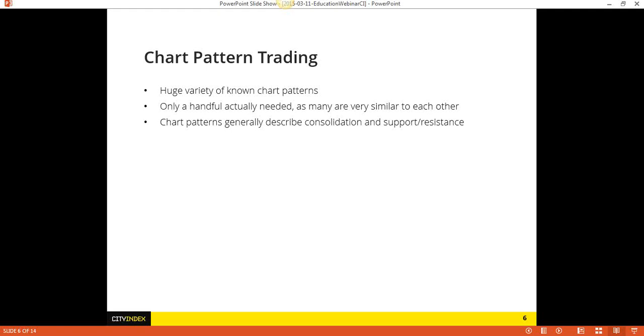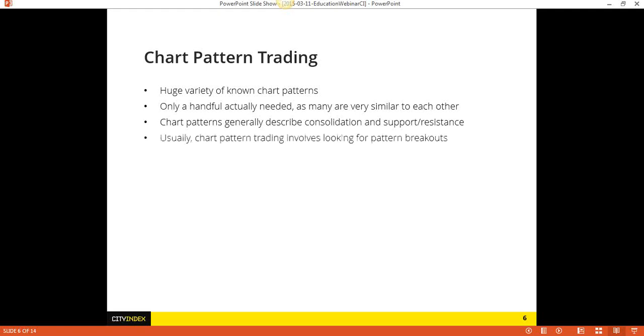But generally speaking, when you talk about defining support, you're talking about a floor. You're talking about demand at that level. When you're talking about resistance, you're talking about a ceiling, or supply at that level. Okay, for those of you who are new to this.